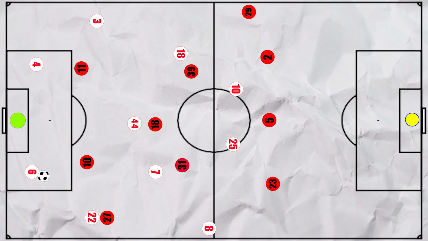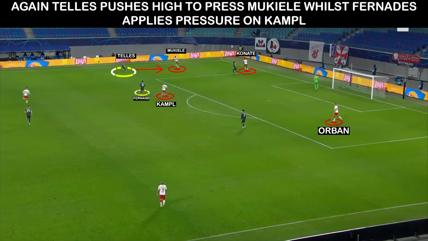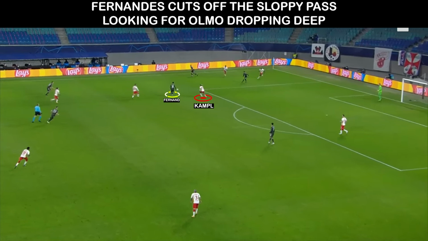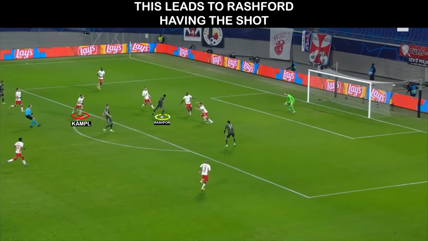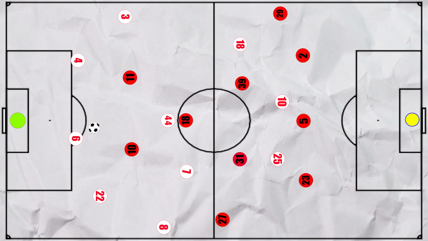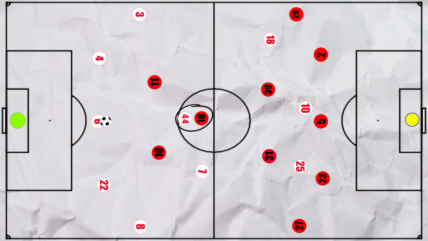And Leipzig actually lost the ball in this zone a few times, leading to dangerous situations for United. But generally, when they played out in the first half, we saw Fernandes stay deeper, looking to cut the route into the deepest pivot, Kampl. This meant Leipzig had a 3 vs 2 advantage in deeper areas, and they could usually look to play out.